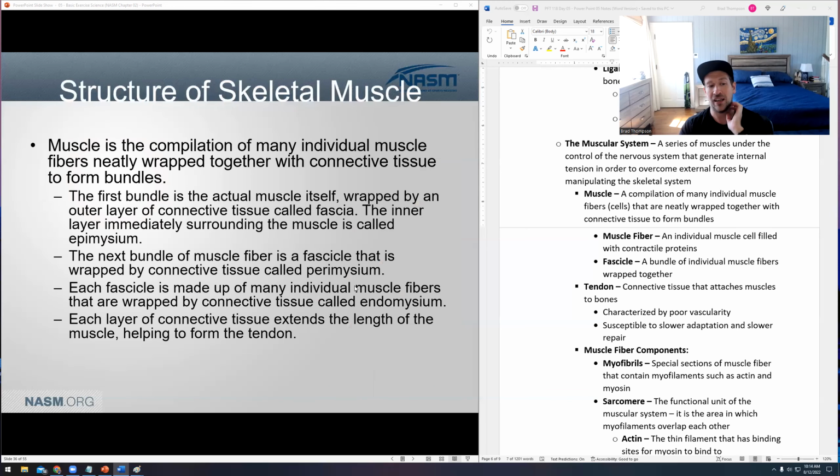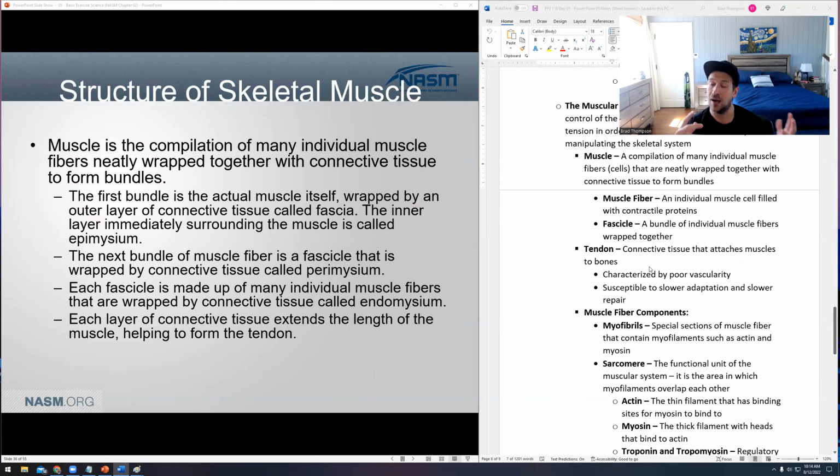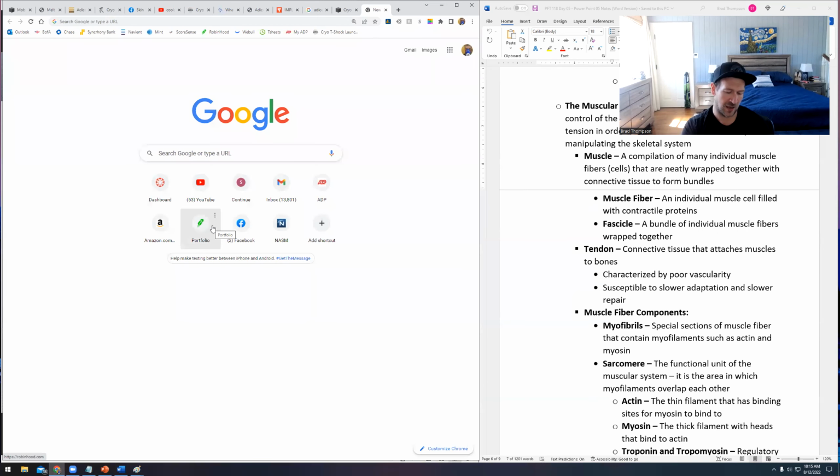So as we're looking at our muscles, we know that it's a compilation of all of these different fibers all coming together in bundles, right? So your overall muscle is a bundle of fascicles, right?